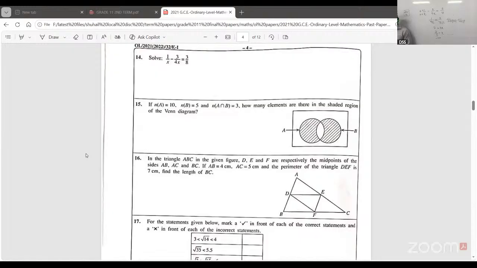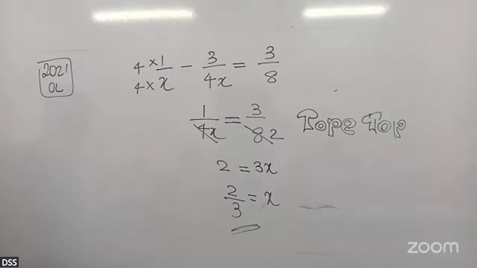If n(A) is equal to 10, n(B) equal to 5, and n(A intersection B) is equal to 3, how many elements are there in the shaded region of the Venn diagram? They have asked, right? How many elements are there in the shaded region? Now we'll mark these things.